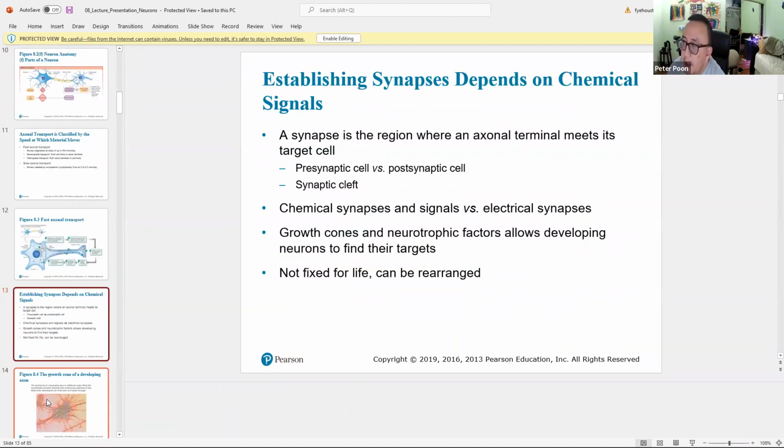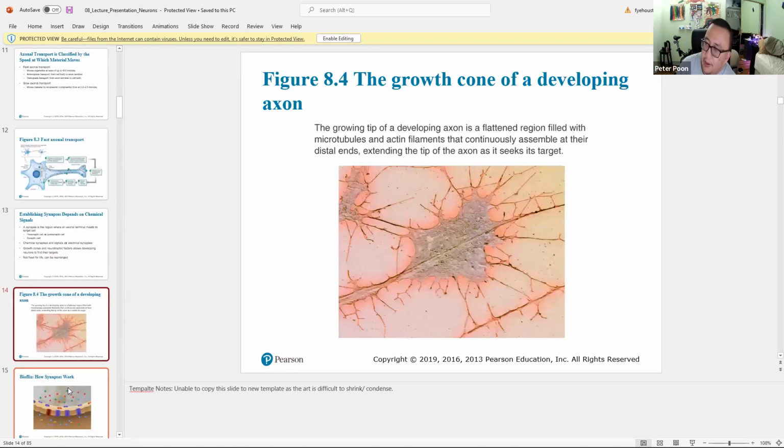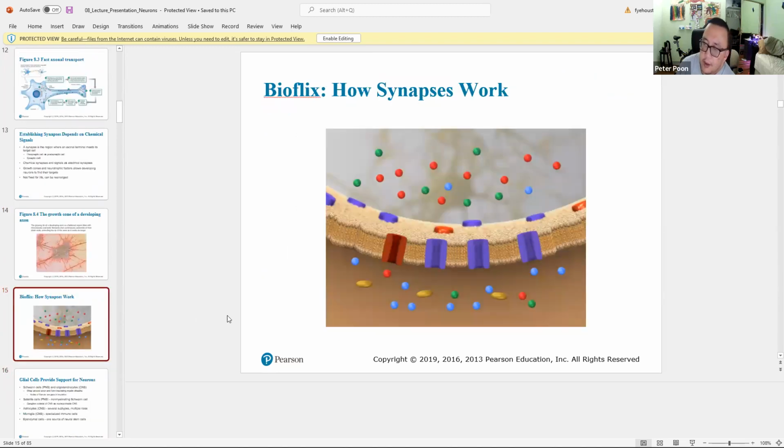So, establishing synapses. Synapses change over time. How big a synapse is, where a synapse is, what a synapse is with, etc., can change over time, especially when neurons are damaged. So yes, there's a lot of neuron development going on.